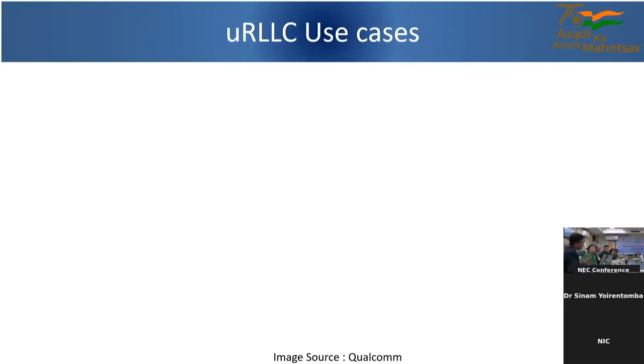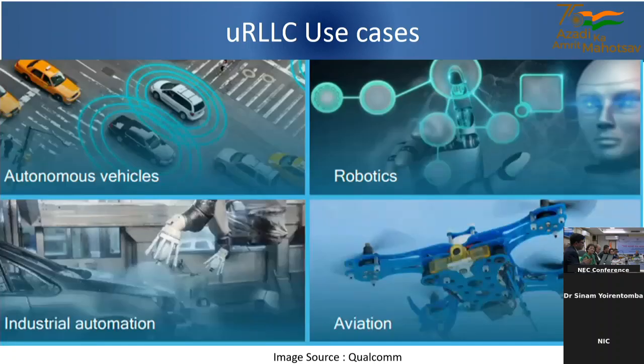Now the URLLC, that is ultra reliable low latency communication, which I spoke about in the first session, has certain use cases. So one is of course the autonomous vehicle, which can drive itself. It talks to all the nearby cars. It also talks to the poles there, the red light there, and also takes various pictures. And at the back end, some AI ML algorithm runs. So in future, the vehicle will become autonomous.